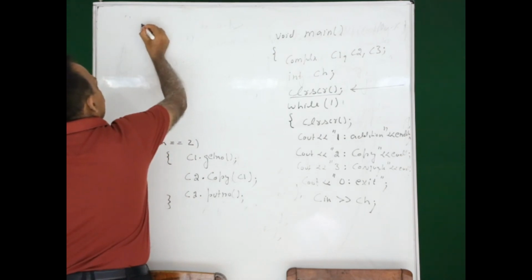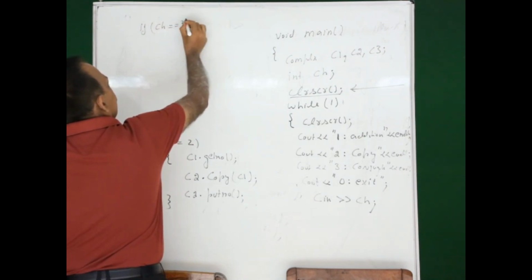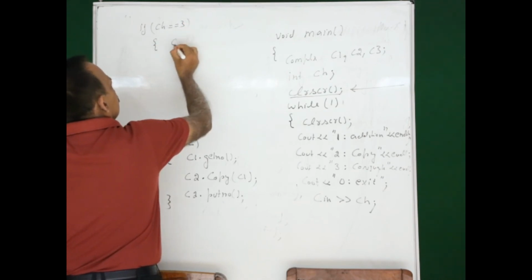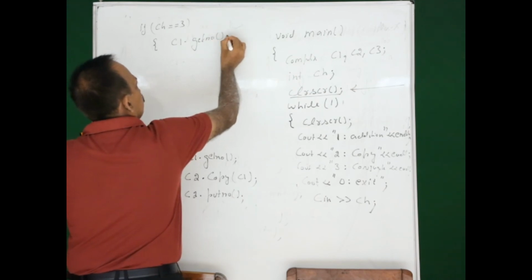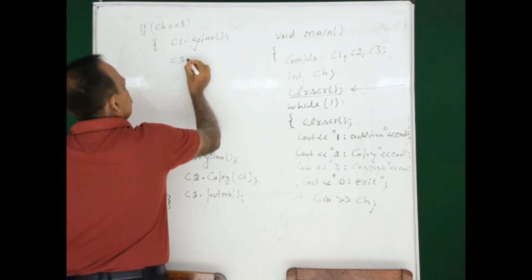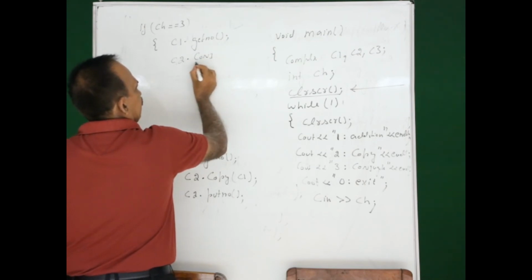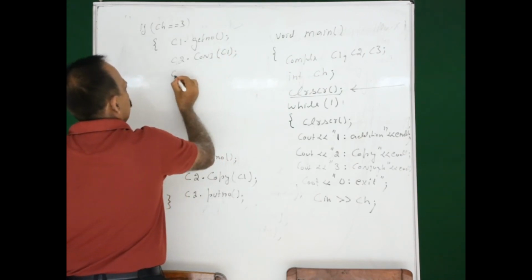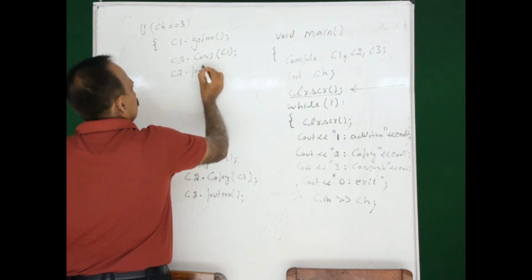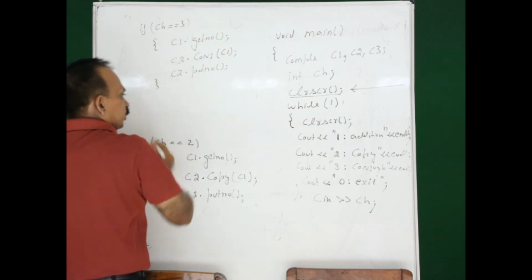If choice is equal to 3, again I want to input one number, that is C1.get number. I want the conjugate of this number, say C2.conjugate. This is the same function name which I gave at the time of declaration and definition, and it is C1, and no doubt C2.put number.